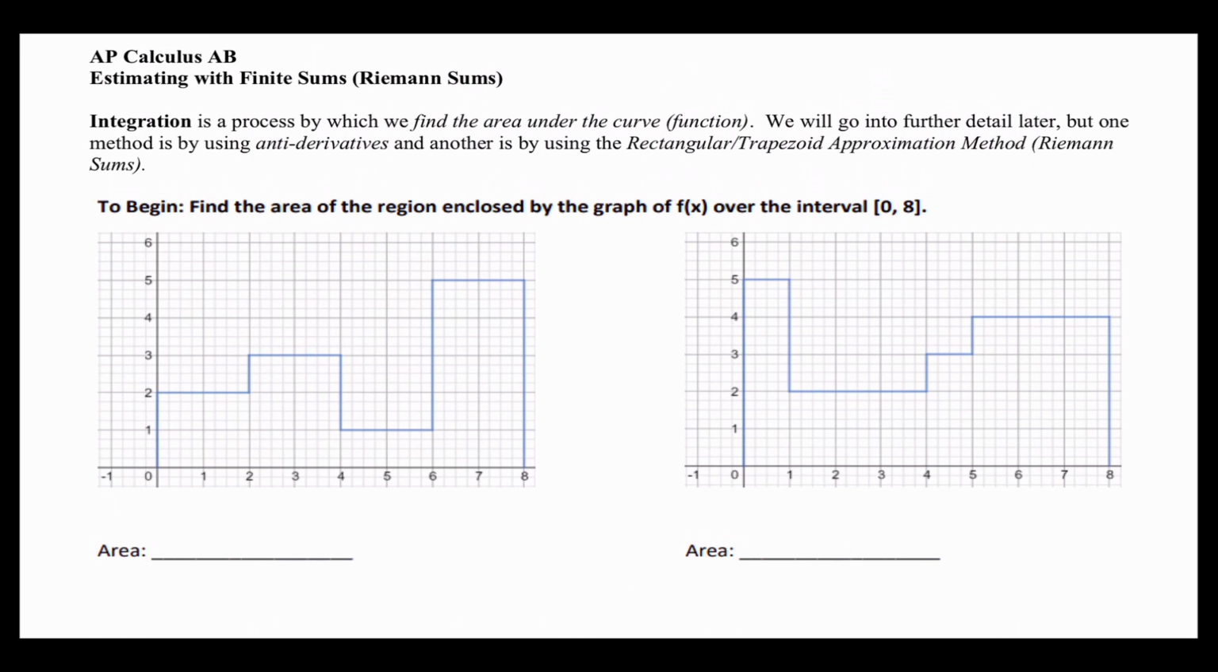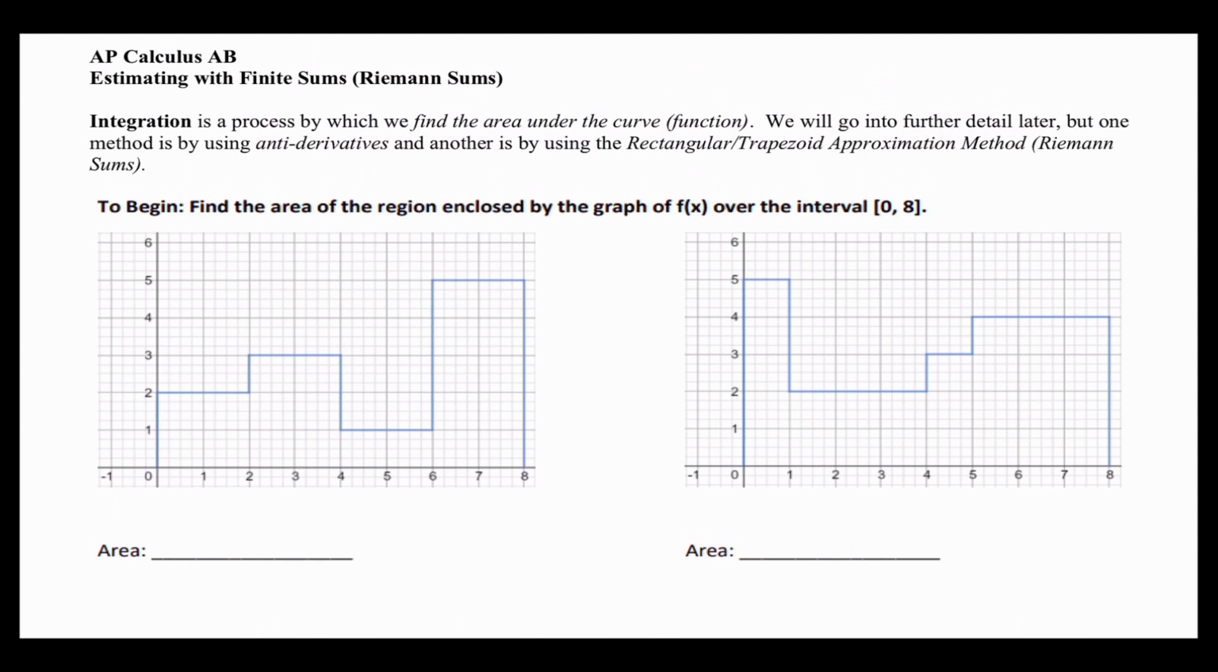Another word for it is Riemann sums. Riemann is the person who discovered how to do this. Newton kind of was the big guy on derivatives. Other people came in with integration. Okay, so one of them was Riemann. He came up with Riemann sums, which are rectangular or trapezoid approximation methods for finding area under the curve.